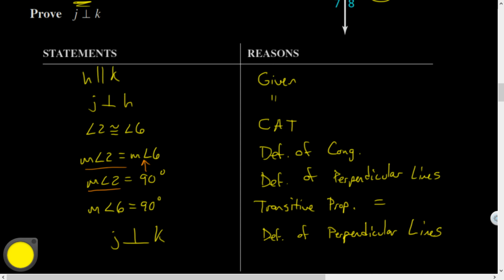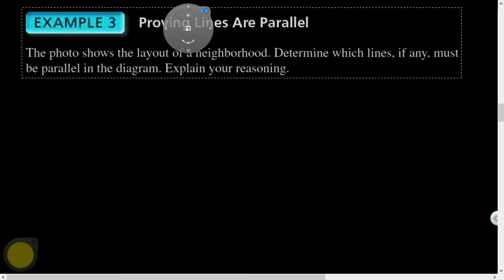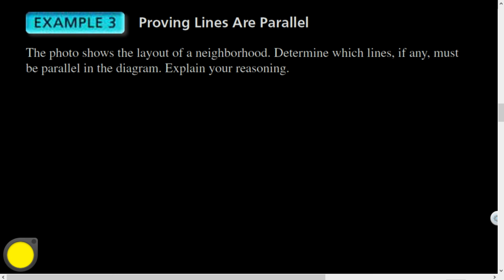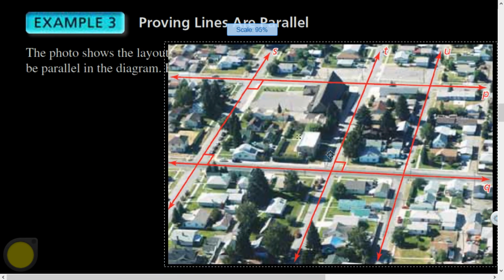All right, so writing proofs takes a little time to get used to, but it's okay. I think we're on our last example. I'm excited about this, guys. Actually, this next example is a little bit sketchy. It says, the photo below shows the layout of your neighborhood. What? Like Big Ideas is watching me from the sky? This is weird.